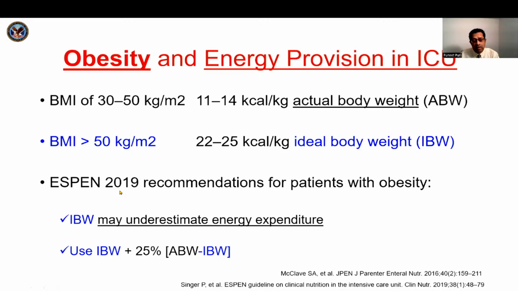The European Society for Parenteral and Enteral Nutrition recommends that in patients with obesity, ideal body weight may underestimate energy expenditure. Therefore, they suggest adding 25% of the difference between adjusted body weight and ideal body weight to the ideal body weight, and that should be the caloric needs they recommend.